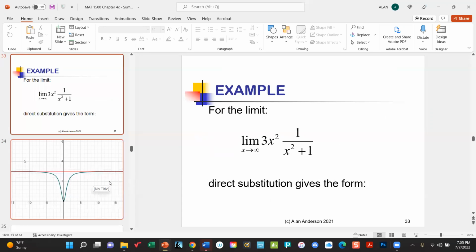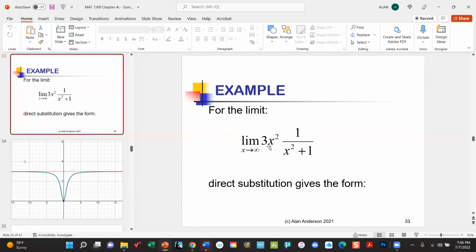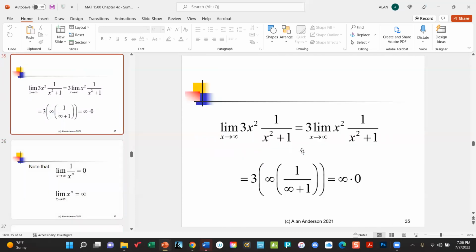This was a bizarre case, that's for sure. Here's the graph. And so if we were to plug infinity directly into the expression you're seeing here, you'll end up with infinity times 0 or 0 times infinity, which means we're not going to be able to use L'Hopital's rule, but we might be able to rearrange it and force it into that format.